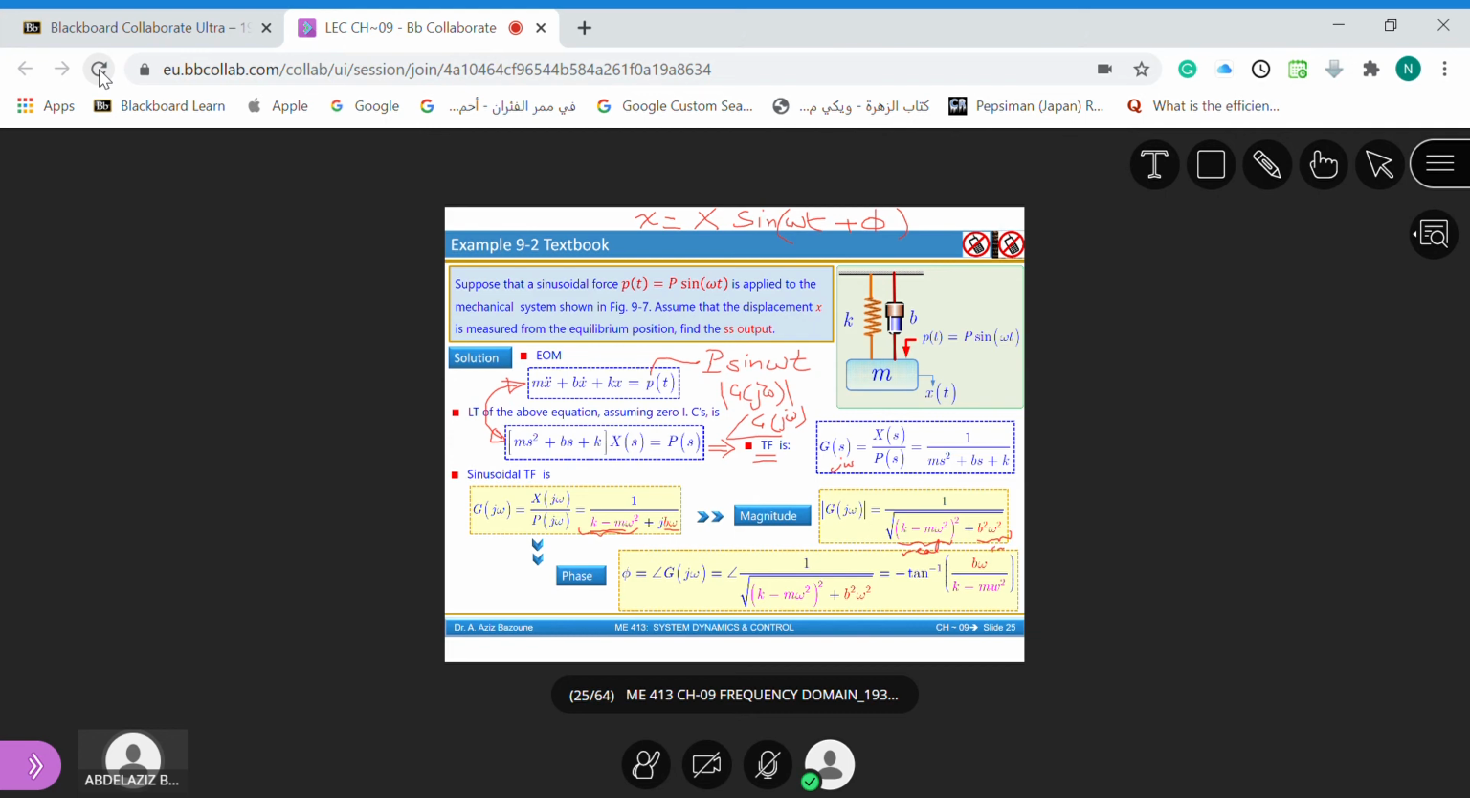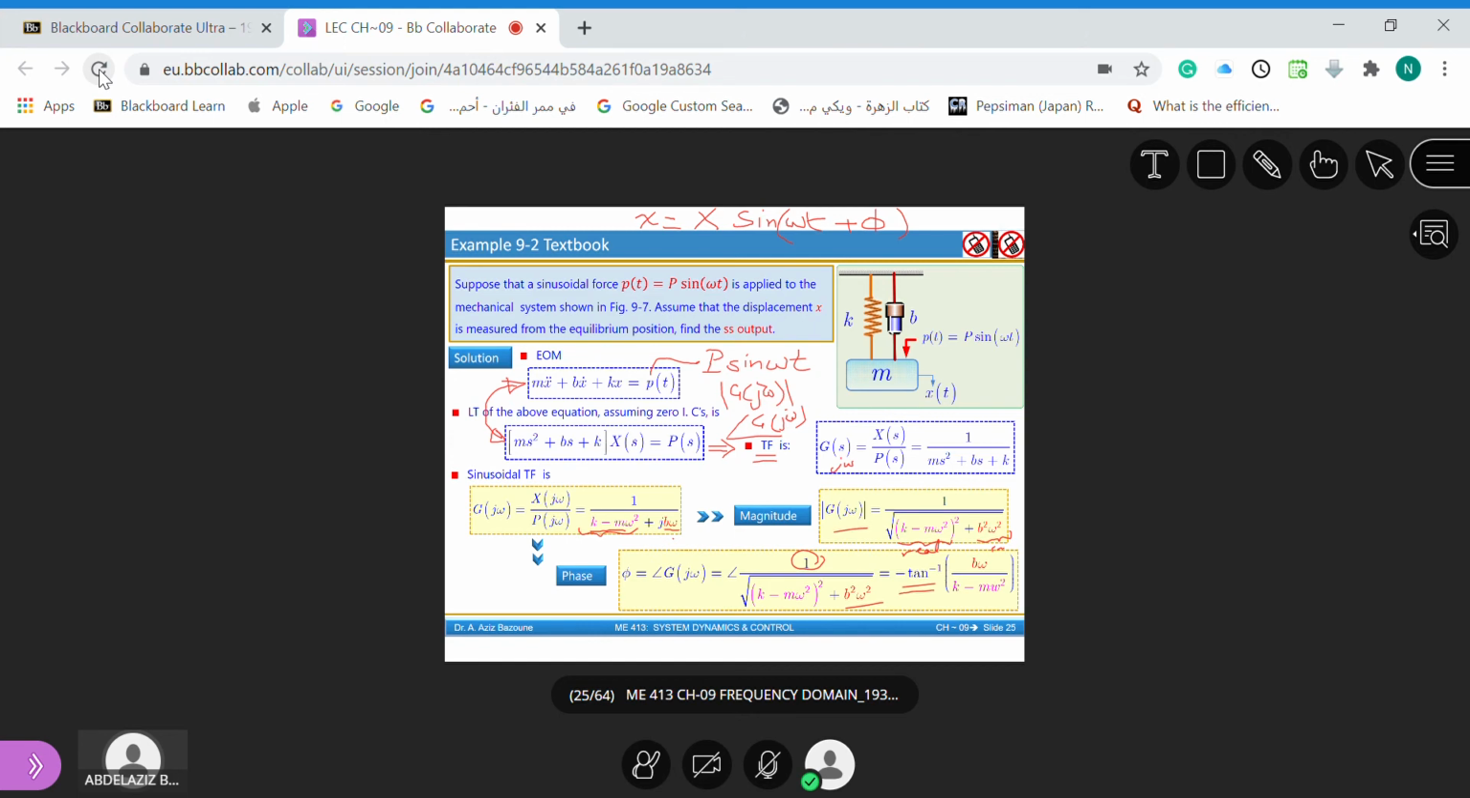So the phase angle will be the angle made by this one, which will be minus tan inverse of the imaginary part, b omega, over the real part, k minus m omega squared. The tan inverse of the numerator, the 0 here, will be 0. So it will be 0 minus tan inverse. That's why we did not write the 0, we wrote it like this.